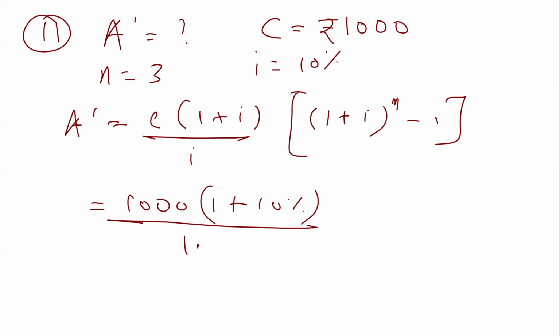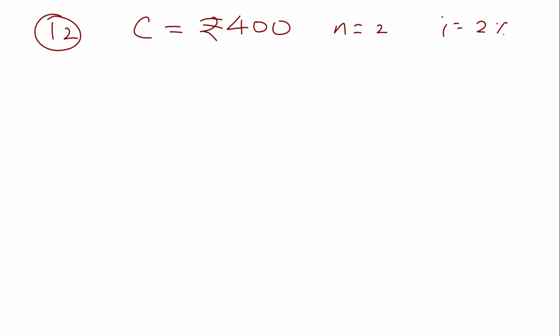Okay, so that was question number 11. Let us go to question number 12. A person plans to put rupees 400 at the beginning of each year. So he's planning to put 400 at the beginning of each year, so it's at the beginning of the time period. For 2 years he's going to do that. So this is the annuity, but this is annuity due. n is equal to 2, i is equal to 2%. n is equal to 2 installments. Find the amount that will be accumulated after 2 years.